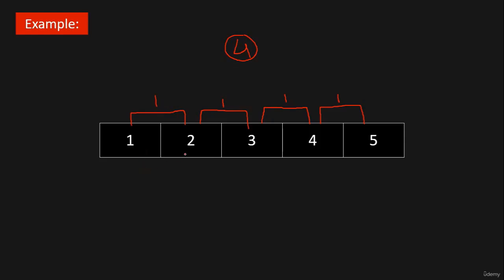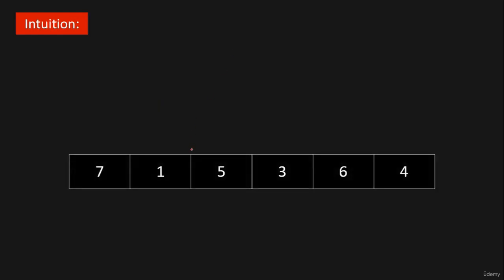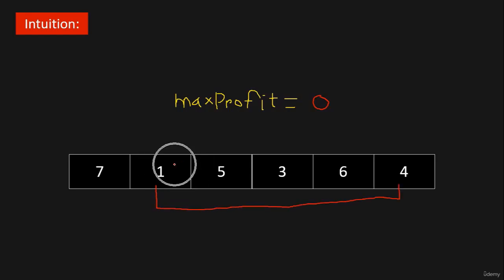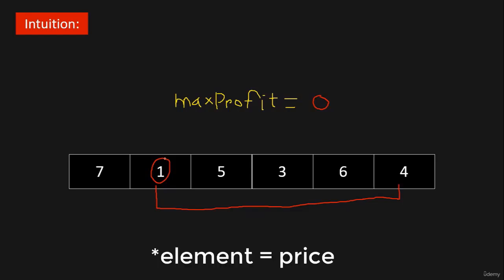This is a pretty straightforward problem. Let's see how we can solve it. Let's suppose that we're given this array. First, we're going to initialize max profit equal to 0. Now we're going to iterate through this array from the second element to the end. So our current element is 1. We're going to check the current element and the previous element. If the current element is greater than the previous element, then we will buy at the previous element and we will sell at the current element.